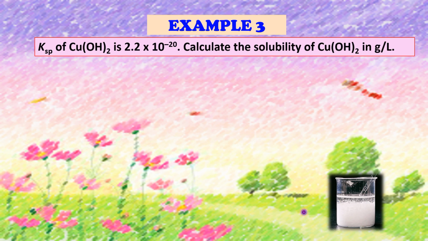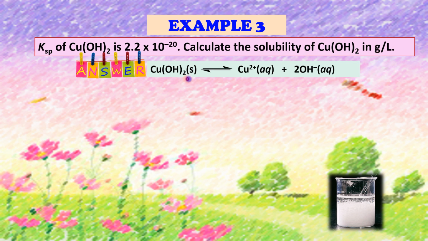Okay, next example. So, given to you the KSP for copper 2 hydroxide, 2.2 times 10 power negative 20. Calculate the solubility of copper hydroxide in gram per liter, which means we want solubility. Okay, right. So, first of all, you have to write the salt dissociation equation. Okay, copper 2 hydroxide exists in solid, partially dissociates and becomes copper 2 plus and 2 moles of hydroxide ion. Remember, the equation must be balanced.